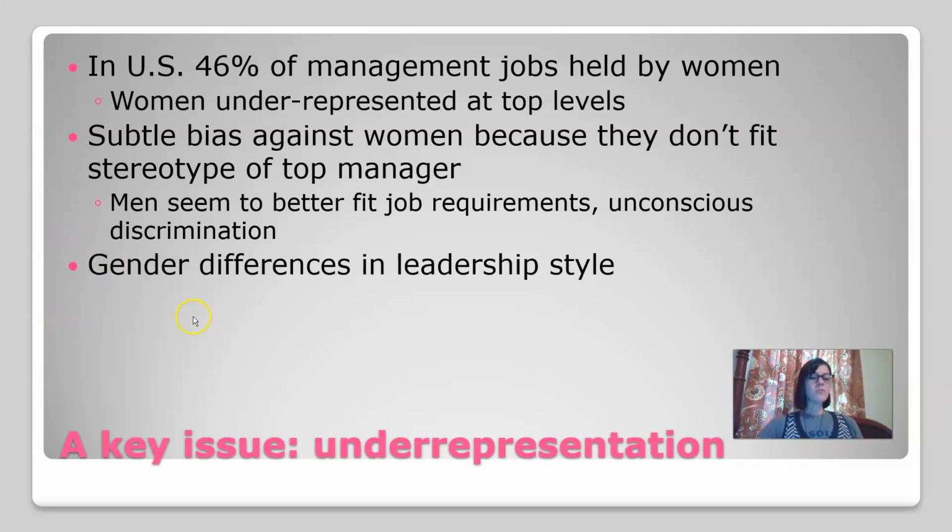And we do also notice that there are some gender differences in terms of leadership style. In general, men are a lot more likely to be autocratic, and in general, female leaders are more likely to be participative, which tends to make them more effective, but also taken less seriously. So your book talks about this a little bit more. That is all I have.